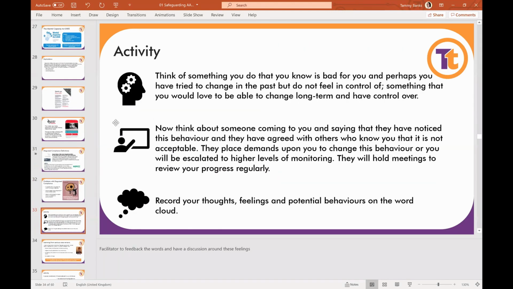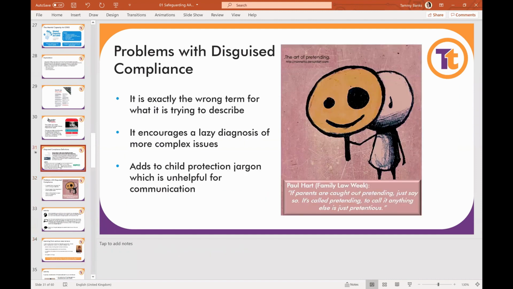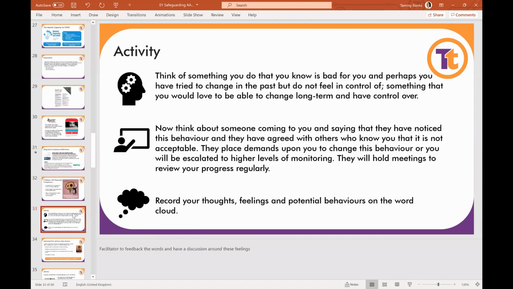I think you've picked the perfect bits out of disguised compliance, and I think the activity is perfect as well. But potentially, I would do the activity first, to introduce it.